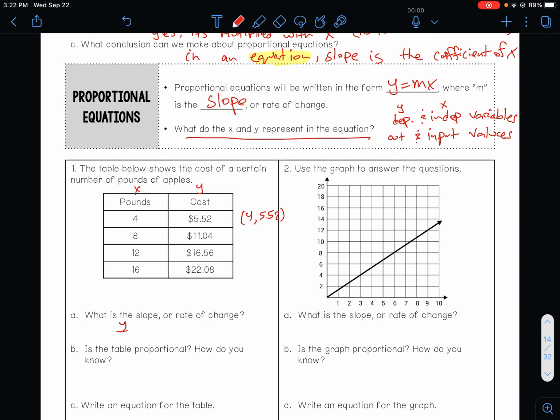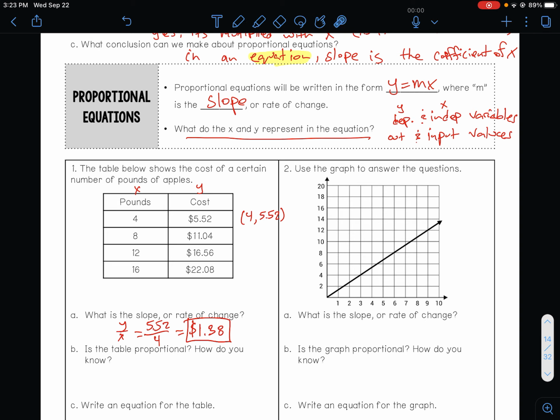So y over x is, the y is 5.52. The x is 4. And if we divide that, 5.52 divided by 4, we get 1.38. What does this mean? 1.38 is the cost per single apple. So this is the cost per apple.